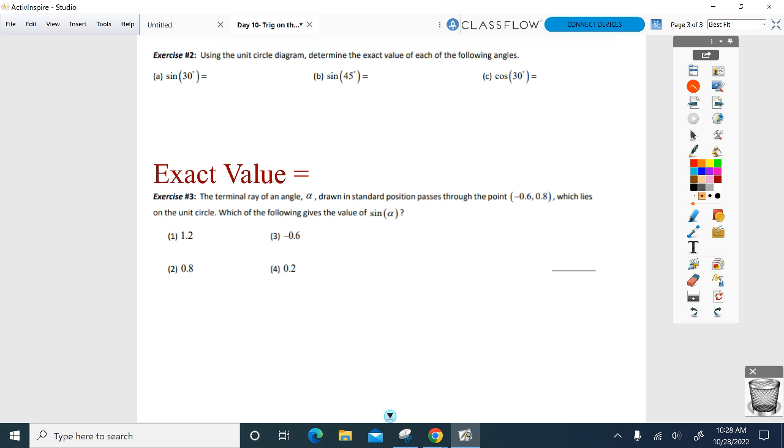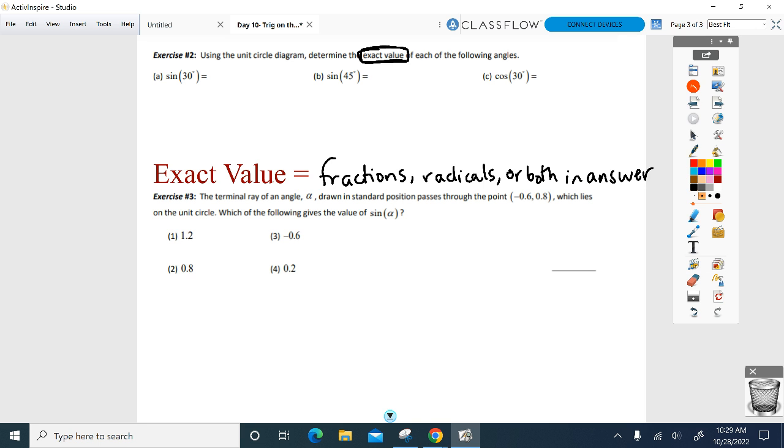I got to make sure we are good on the directions. What is the exact value? This drives me nuts. So I want to make sure we have a clear definition of what an answer should look like that is an exact value. When it asks for exact value, it is looking for the following. I want fractions, radicals, or both in your answer.